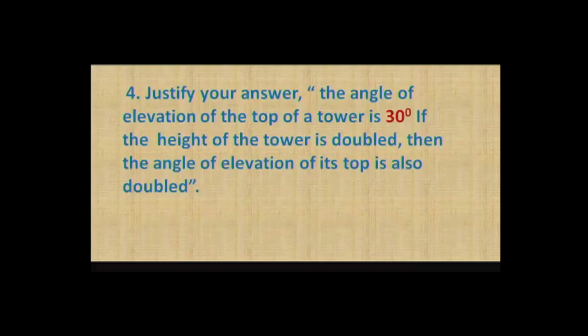Justify your answer. The angle of elevation of the top of a tower is 30 degrees. If the height of the tower is doubled, then the angle of elevation of its top is also doubled.